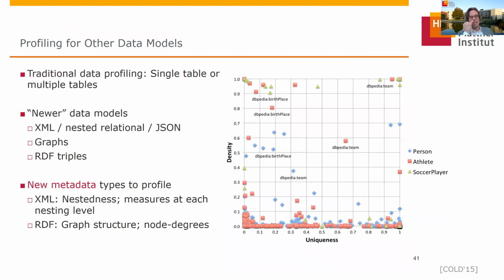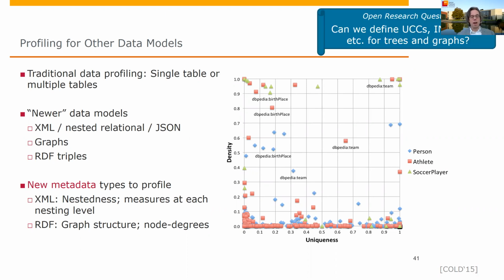And this kind of ties in to what Katja presented yesterday. For instance, can we apply data profiling methods to newer data models like RDF triples or graphs or XML data? And maybe what even is a unique column combination in an XML document? What even is a functional dependency in a graph, right? Or can we identify new kinds of metadata that are interesting there? So for a graph, we could think of node degrees and diameter and all these other things. And the question is, can we efficiently profile for these kinds of things?